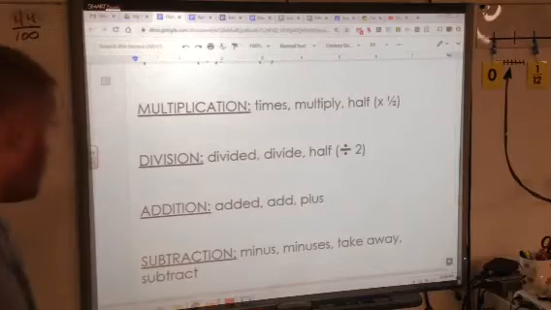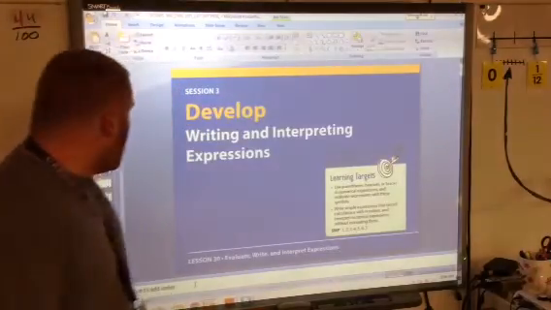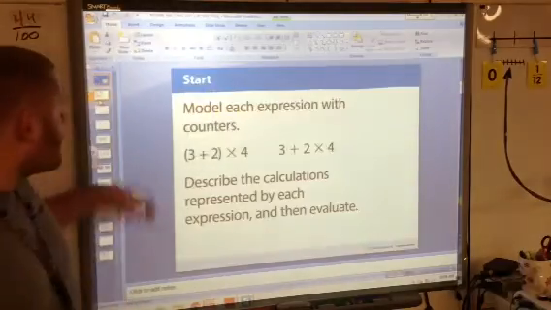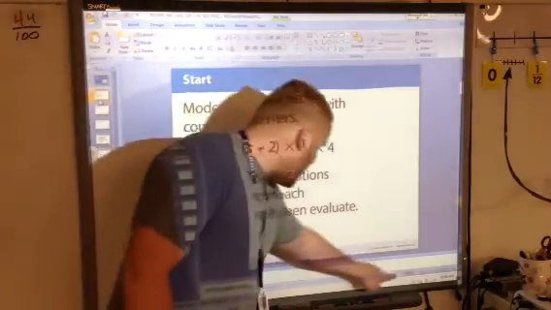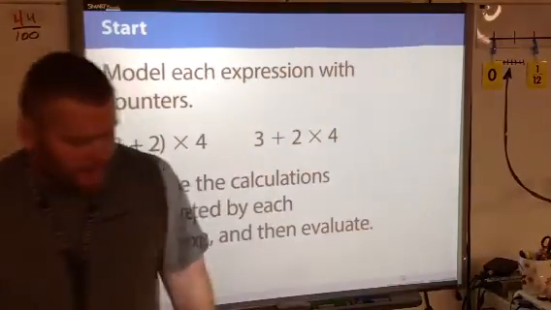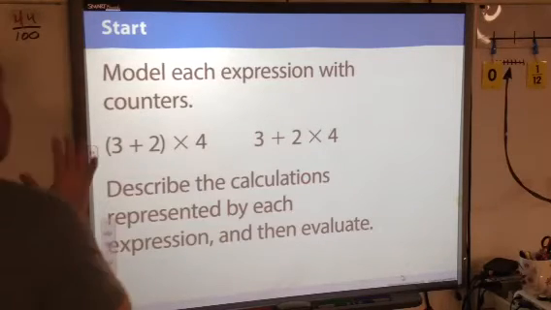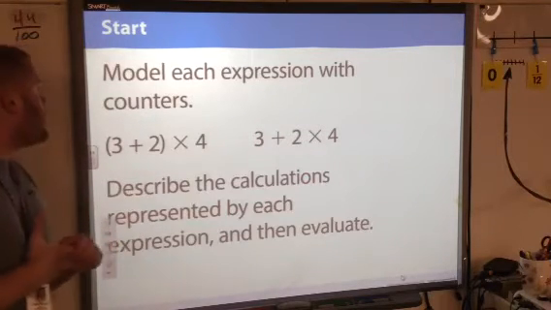I'll put it up on here in our PowerPoint. Okay, guys, so we're going to start with a warm-up problem, just evaluating expressions before we actually get to page 635, but remember, we are on page 635. It says, model each expression with counters.